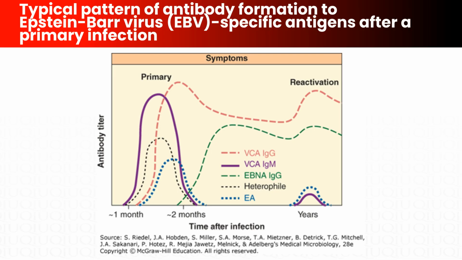EBNA antibodies, where EBNA stands for Epstein-Barr nuclear antigen, appear late, typically not until 2 to 4 months after the onset of illness. Anti-EBNA antibodies develop slowly but persist for life. The presence of anti-EBNA antibodies indicates past infection. The absence of anti-EBNA in the presence of VCA-IgM and VCA-IgG indicates acute infection. This pattern allows us to determine whether a patient has acute infection, recent infection, past infection, or has never been infected based on which antibodies are present.